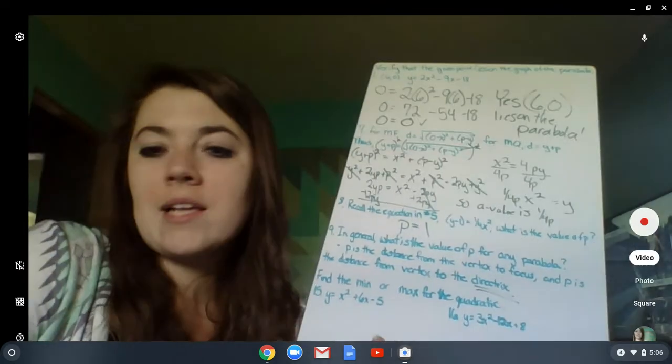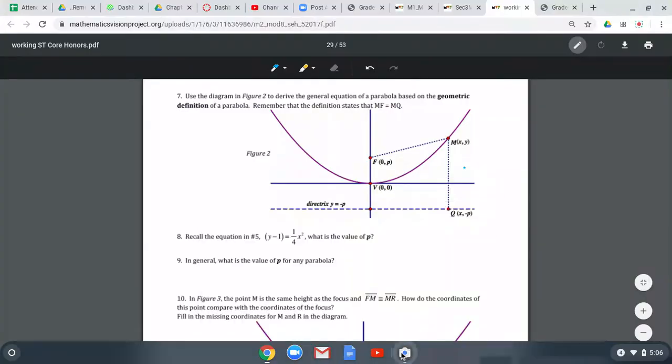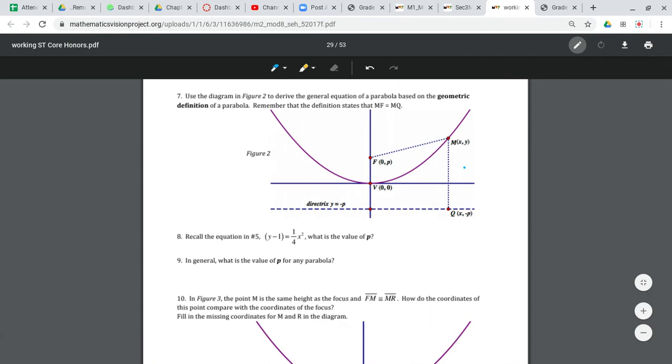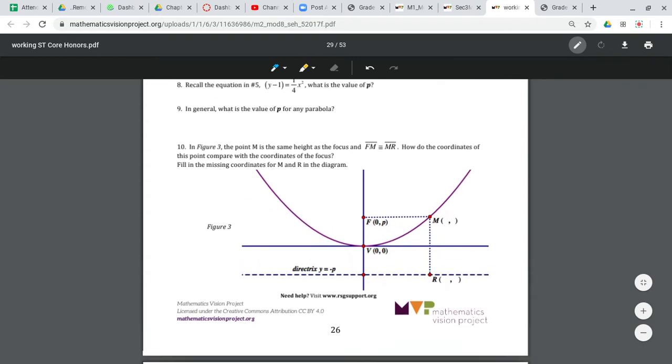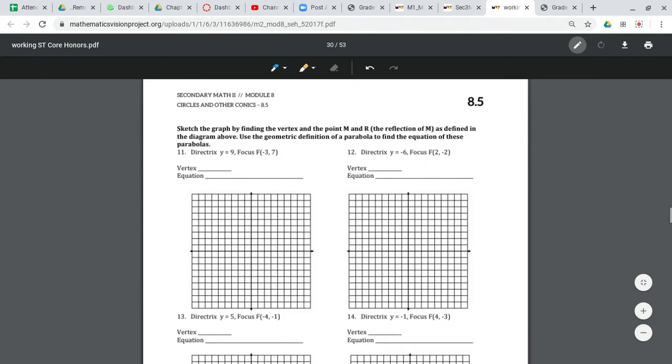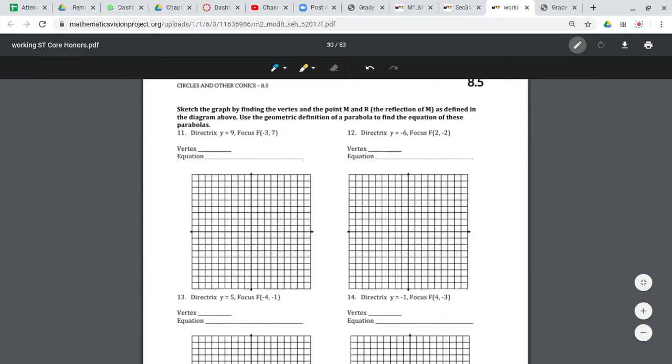Okay, the next thing we're going to look at is back to the workbook here. So you'll have question 10 to do on your own. You're going to be finding the coordinates, so figuring out what those are. So next thing we're looking at here is, once again, we're going to graph out our parabolas. It says sketch the graph by finding the vertex and the point M and R, the reflection of M, as defined in the diagram above. Use the geometric definition of a parabola to find the equation of these parabolas.